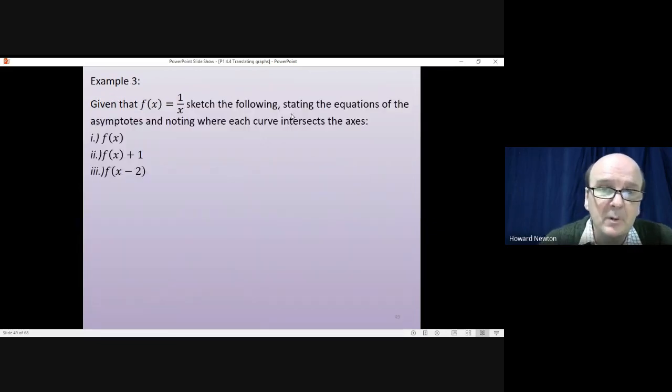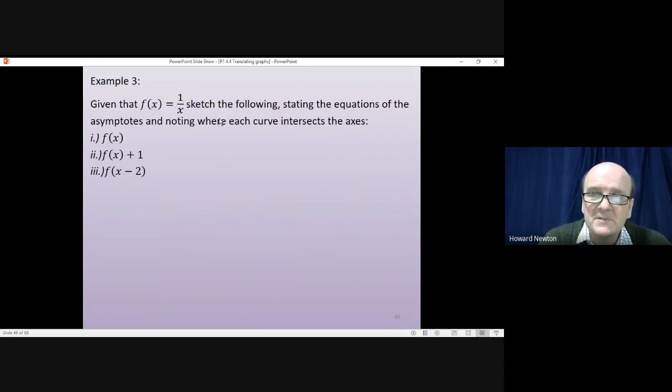Okay, last example. This time we'll look at what happens with a reciprocal curve. With a reciprocal curve, you have asymptotes. So that's the only thing that'll feel slightly different with this question. And we're given f of x equals 1 divided by x. We have to sketch the following curves again.